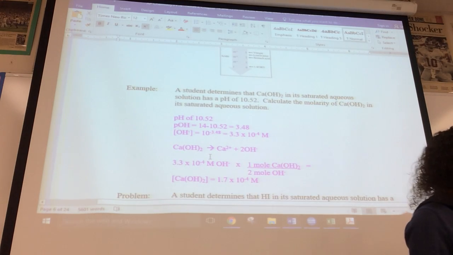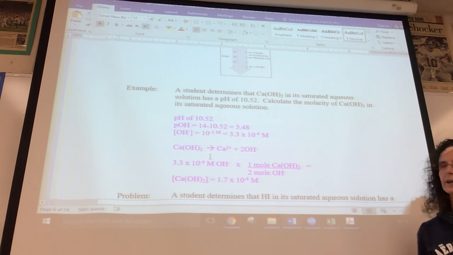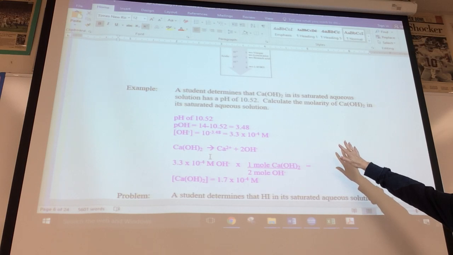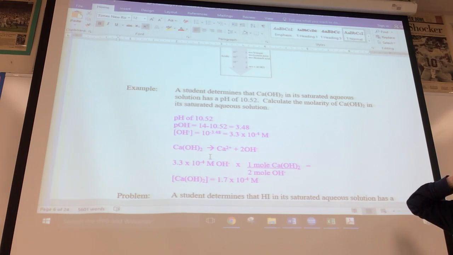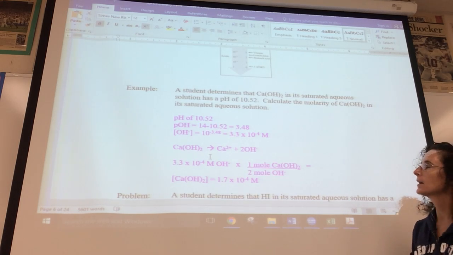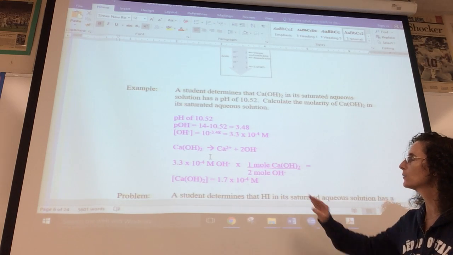Here's a very simple problem worked out with one little trick to it. And again, this would be at the honors level. It says a student determines that calcium hydroxide in its saturated aqueous solution has a pH of 10.52. Calculate the molarity of calcium hydroxide in its saturated aqueous solution. First of all, they give you the pH, but calcium hydroxide is an acid or a base? Base. It's got hydroxide in it and it's strong. It's a strong base, meaning it ionizes completely, but you have to be careful here.